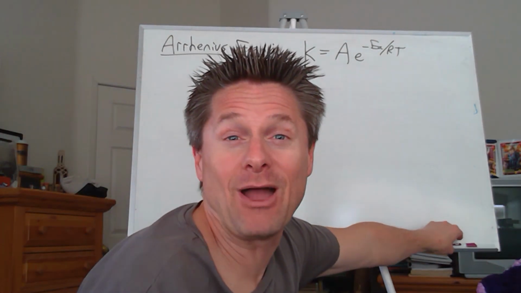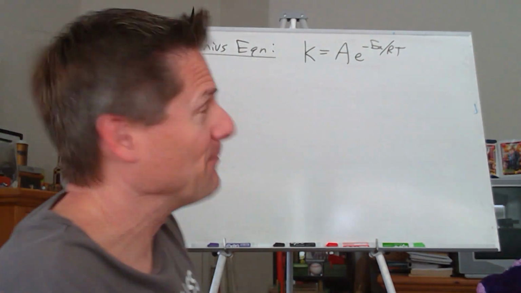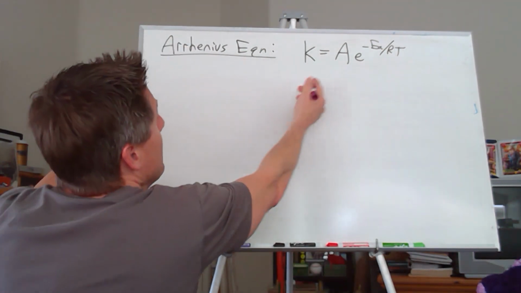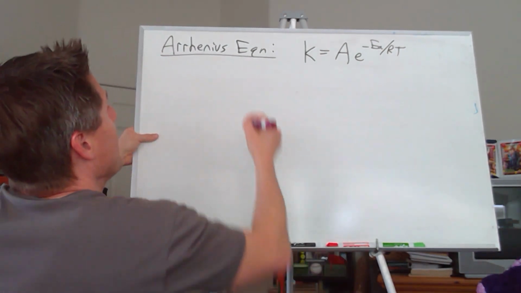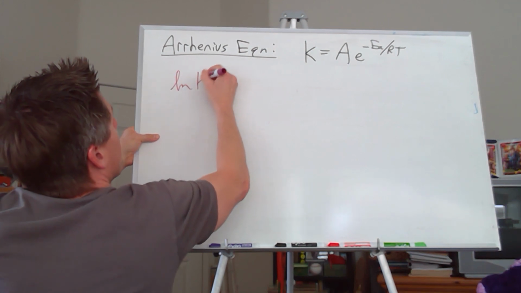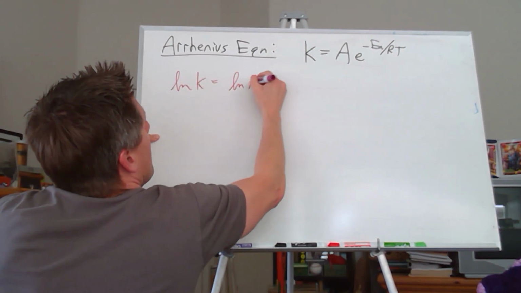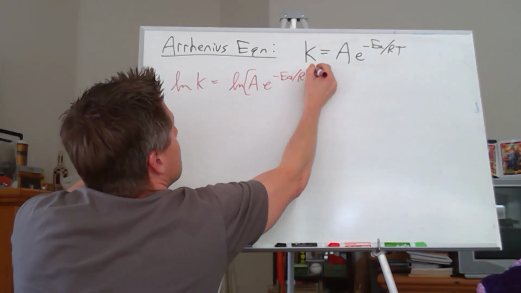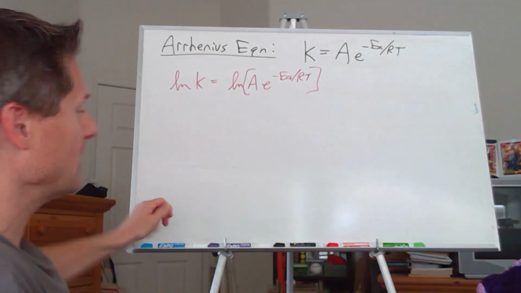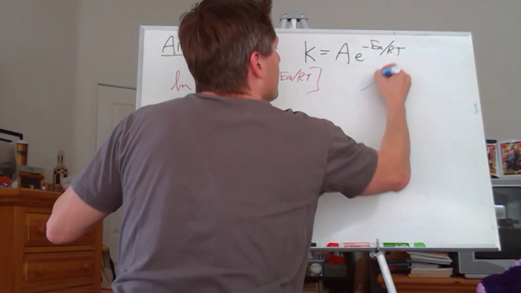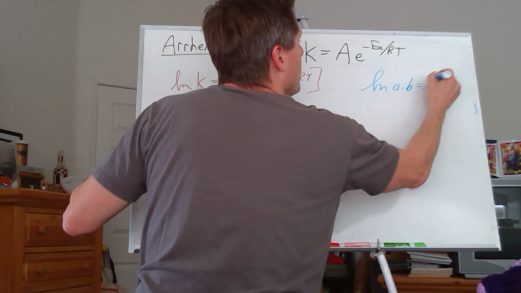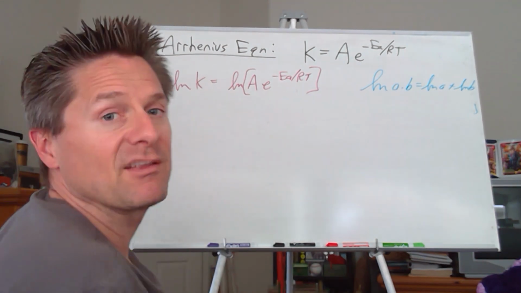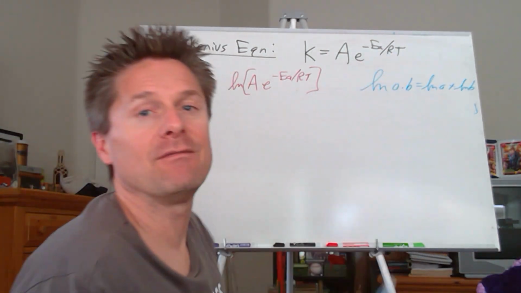Remember this fun stuff? I know you missed all this algebraic stuff. Here we go. Let's take the logarithm of both sides, the natural log. So we're going to get the natural log of the rate constant is the natural log of A e to the negative Ea over RT. And remember, log tricks: if you take a log of AB, that's the log of A plus the log of B. So we can split the pre-exponential factor from the e to the negative Ea over RT.